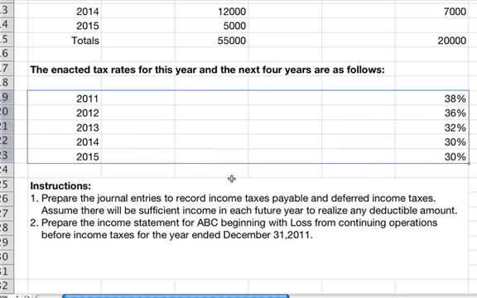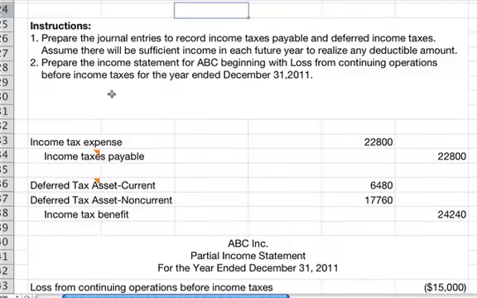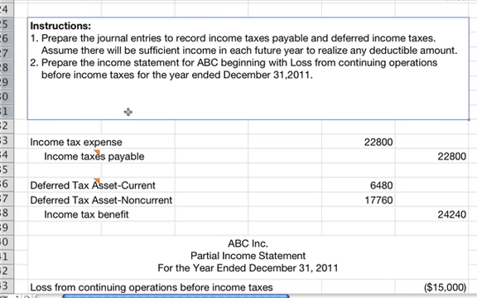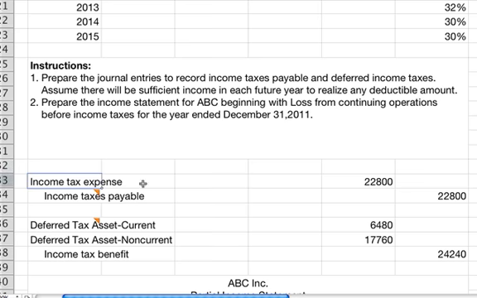and these are those numbers. And the instructions for the problem are to prepare the journal entries to record taxable income, taxes payable and deferred income taxes. Assume there will be sufficient income in each future year to realize any deductible amount. Then prepare the income statement for ABC, beginning with loss from continuing operations before income taxes for the year ended December 31st, 2011. So to prepare the first entry, we'll have income tax expense and income taxes payable for $22,800.